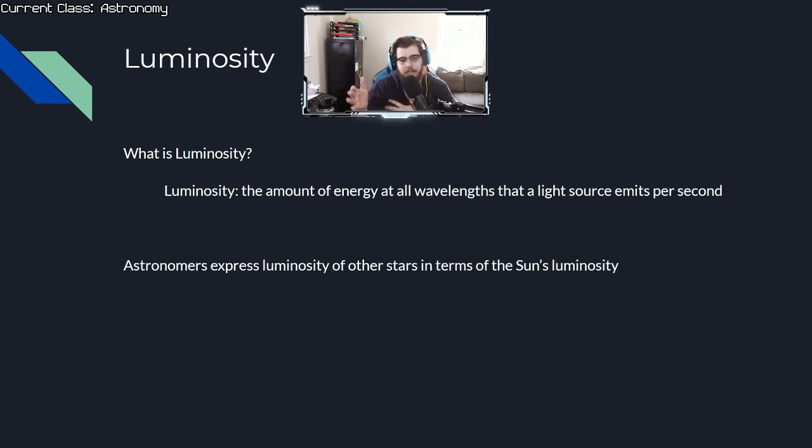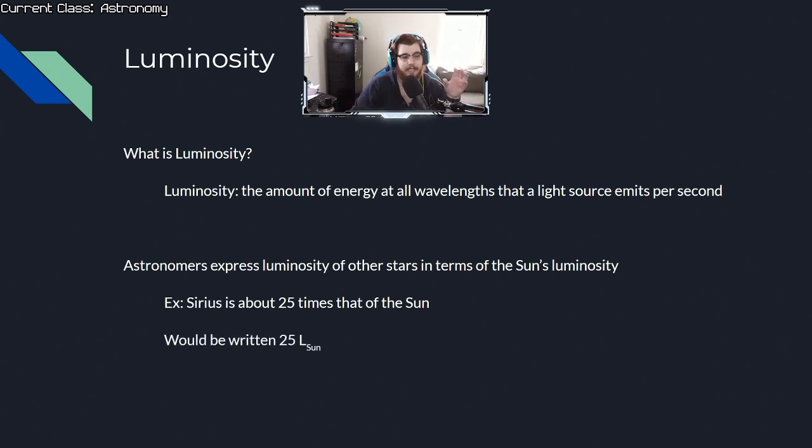Now, astronomers express luminosity for other stars in terms of the sun, meaning if we take Sirius, which is the brightest star, it is 25 times that of the sun, as in it is 25 times brighter than the sun. The way that we would write this is 25 L sub sun. The big L is for luminosity, and we use the sub sun to talk about the fact that we are talking about the sun. That's just a nice little way to label it out.